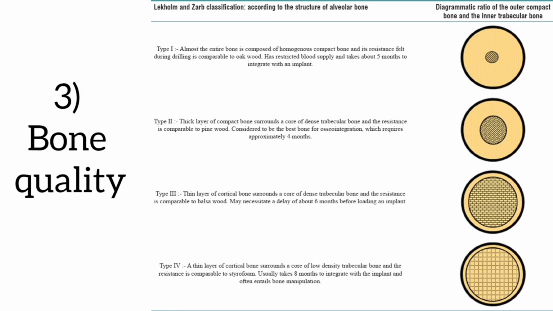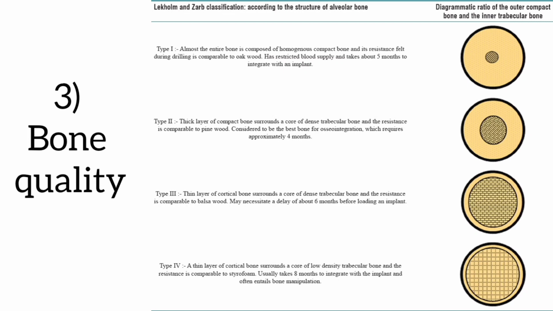Then bone quality. Bone is classified as type 1 to type 4, with type 1 being the best quality compact and cortical bone, and type 4 being the poorest quality with a greater concentration of cancellous or spongy bone. These types are referred to as D1, D2, D3, D4.